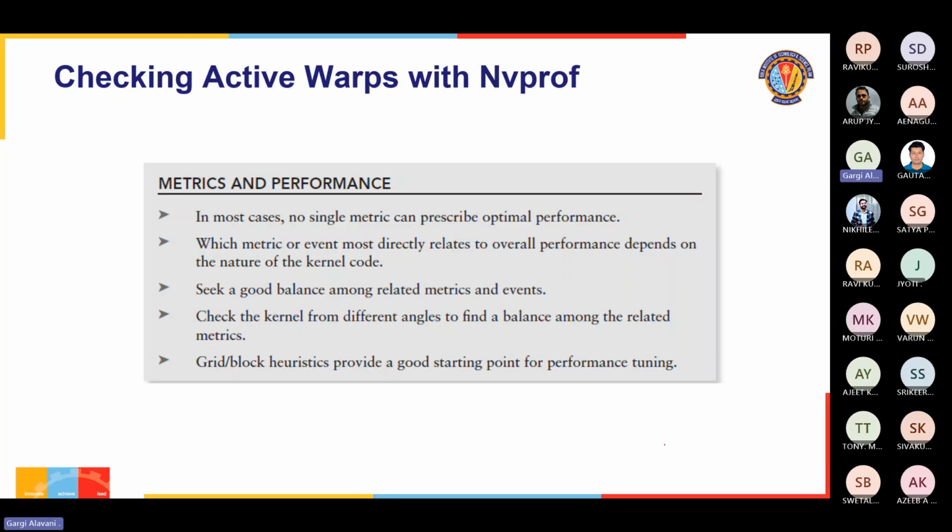So you better have a balance among all these related metrics and events, and profile your kernel. Check the kernel from different angles and find this balance amongst whatever related metrics are there. Best to start, you should always try out different grid and block heuristics and see how it affects the performance as well. And then move on to profiling. Understand among these different grid and block heuristics what the important metrics are, and then choose the best one that works for you.